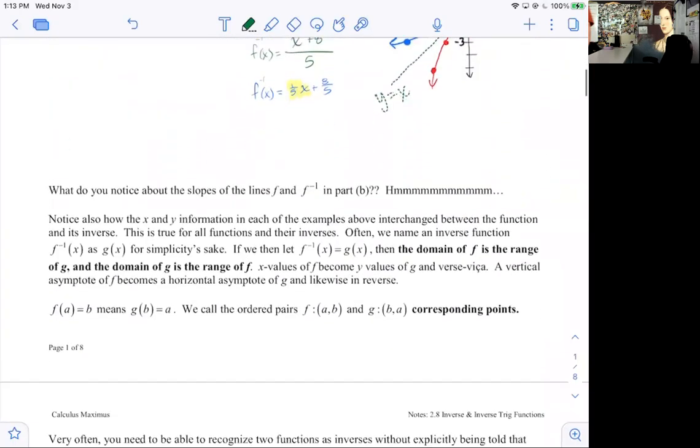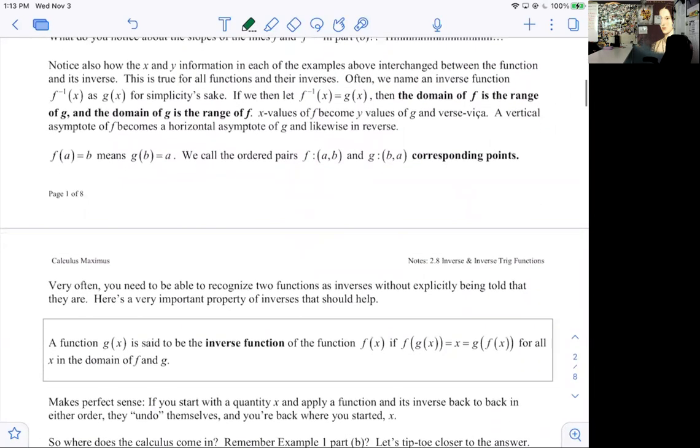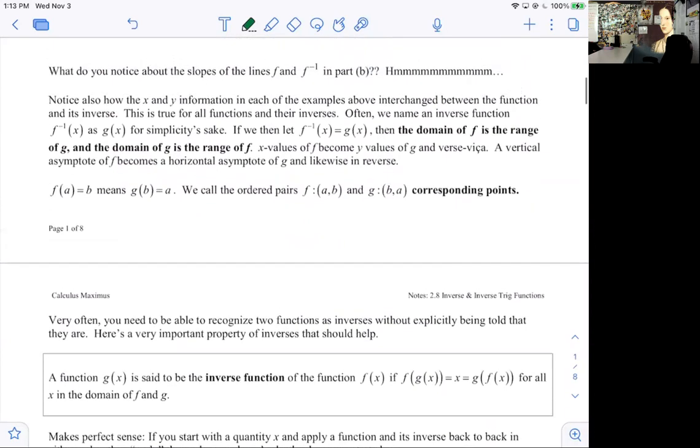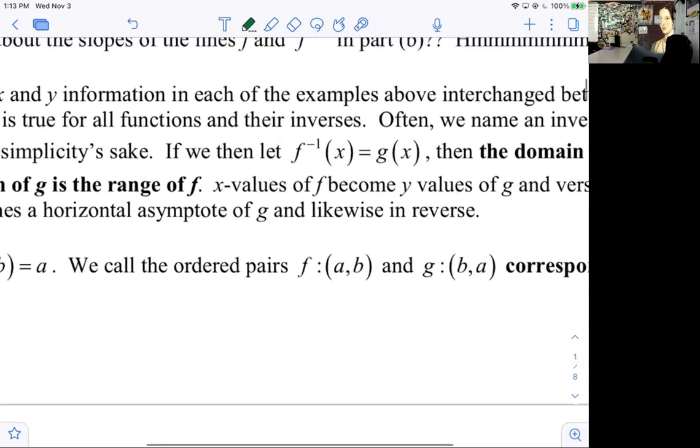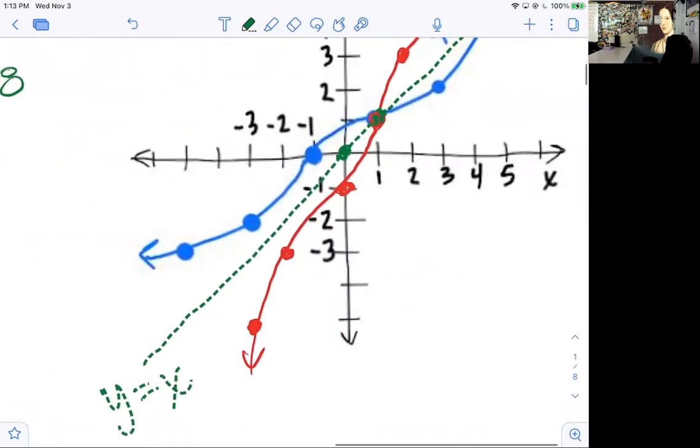Okay, so moving on, we know that we can reflect a graph across the line y equals x to get the graph of its inverse. All right, so we call these pairs that correspond from one to the other corresponding points, okay?